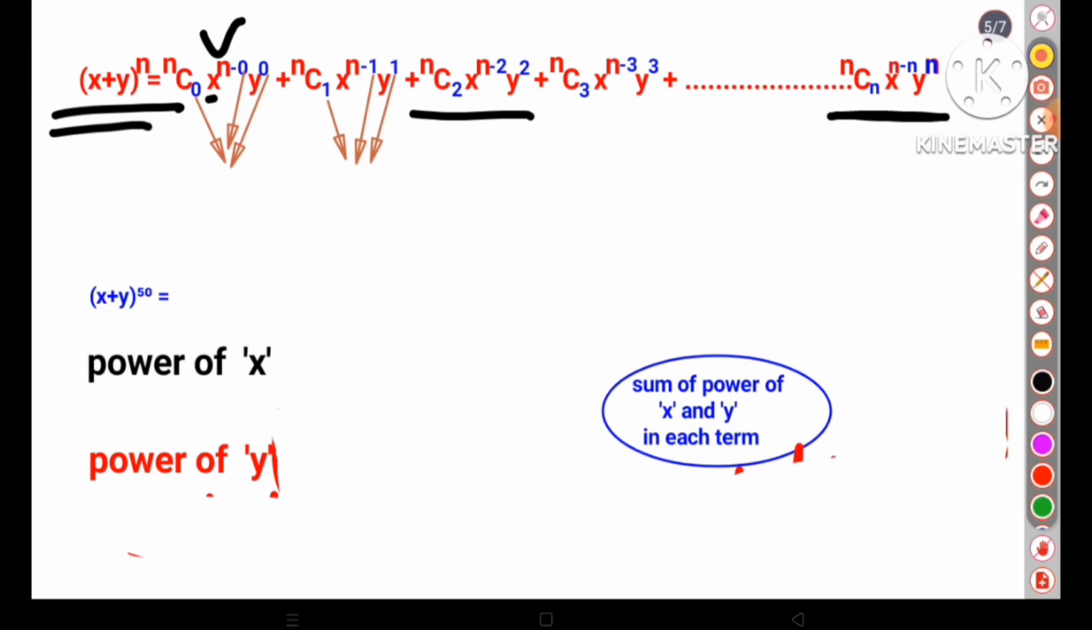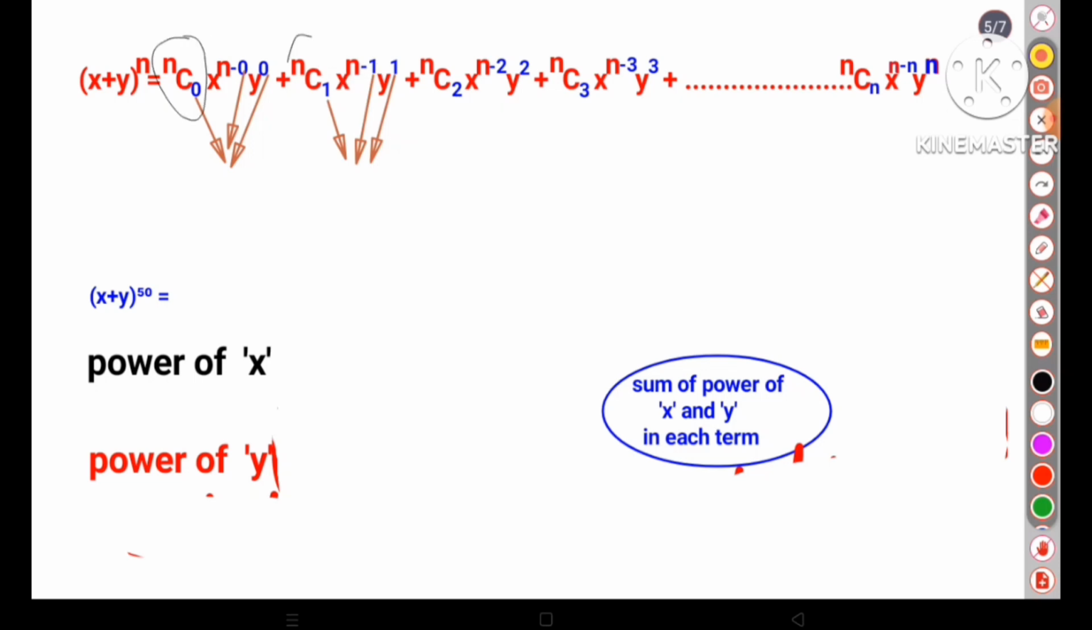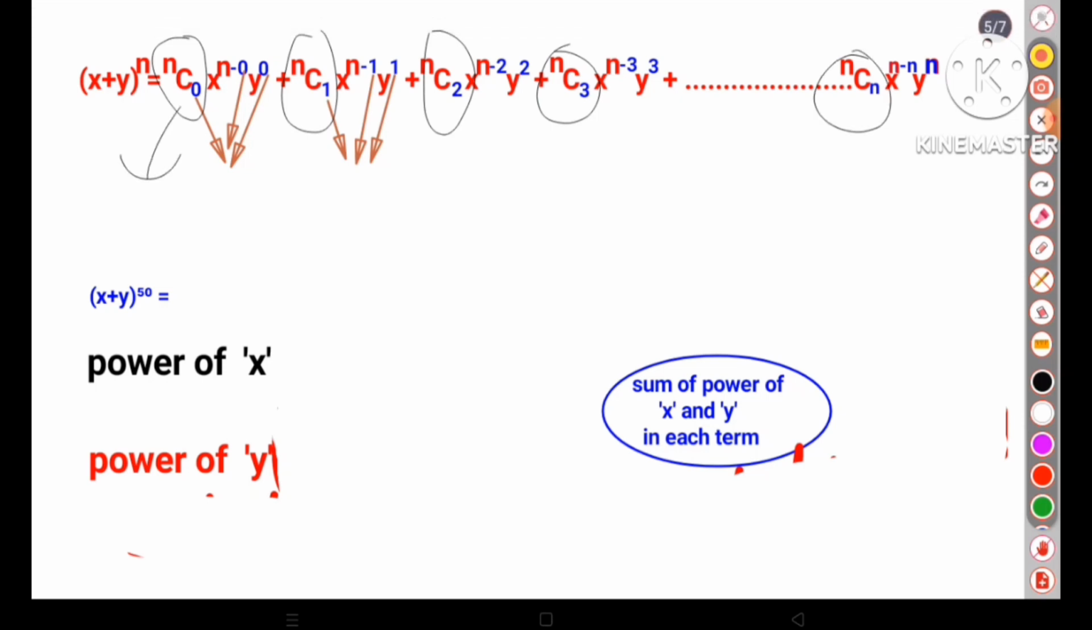In this expression also we can observe the previous observations. Like in the first term, x has all the power of the expression and y has 0. Similarly, the powers of x are decreasing from left to right, n to n minus 1, n minus 1 to n minus 2, and the last term is n minus n. And the power of y is increasing from 0 to 1, 1 to 2, and the last term has all the power. Here, these nC0, nC1, nC2, nC3, and nCn are known as the binomial coefficients.